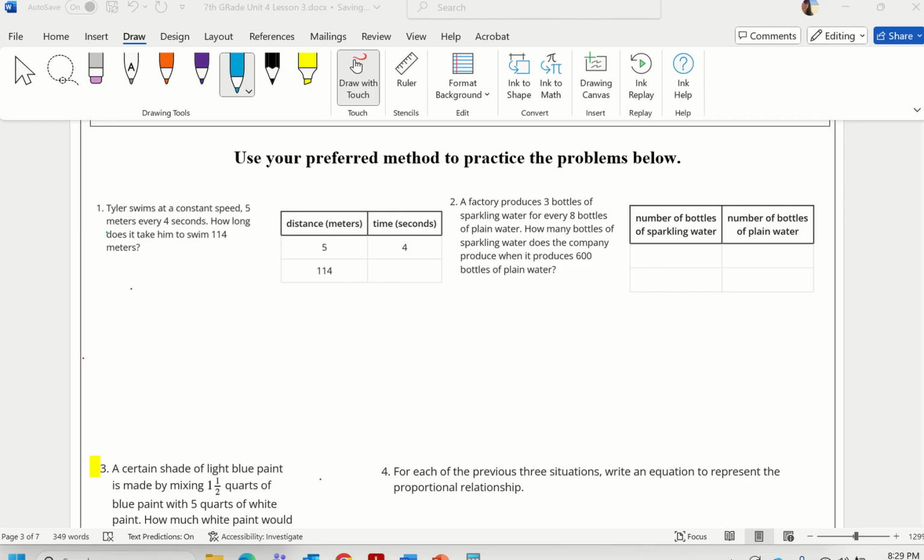On question number 1, I'm going to set it up for the COP method. You can follow along and do the COP method. If you want to use the unit rate one, you can do that as well. For number 3, I'm going to use the unit rate one. Again, you can follow along and use the unit rate one, or you can use the COP if that's your preferred. And then for questions 2 and 4, you're going to do those on your own.